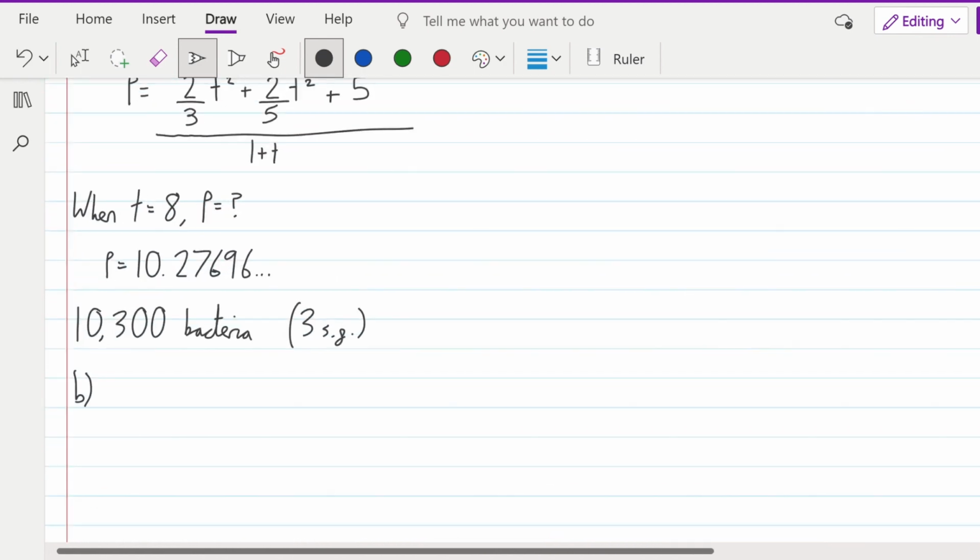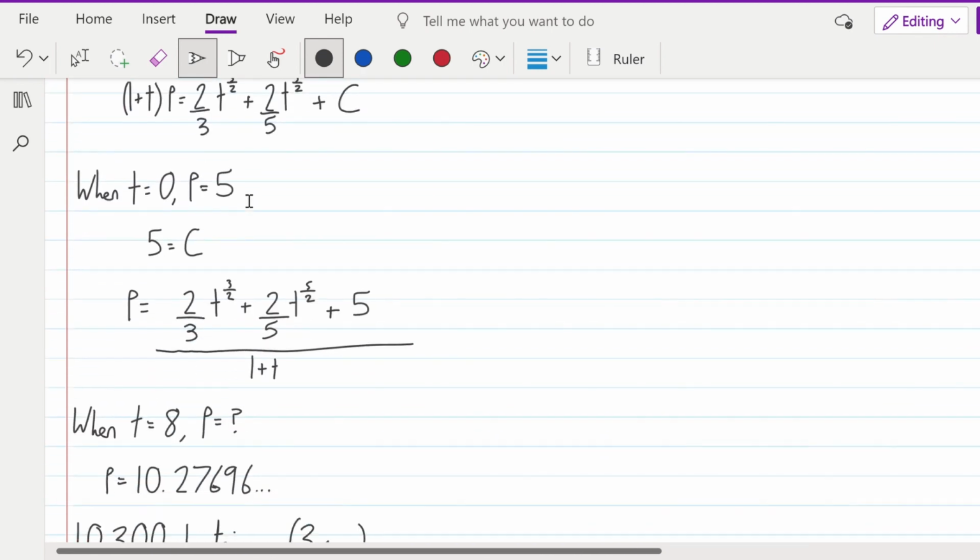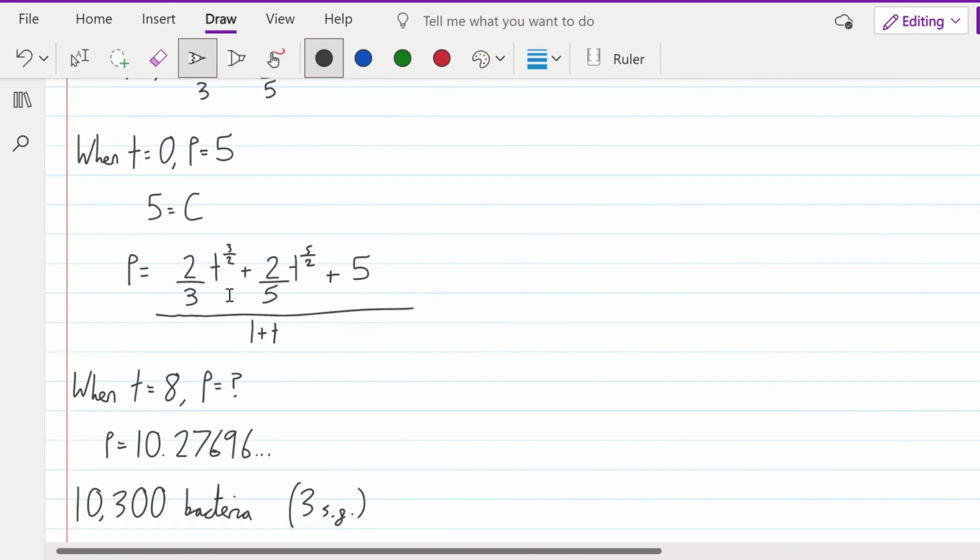Part B is dp by dt. And by the way, for the people thinking that you could just rearrange this, you can't, because you have p as well as t. So this is why you need to only differentiate the part you got here, where it's just p in terms of t.